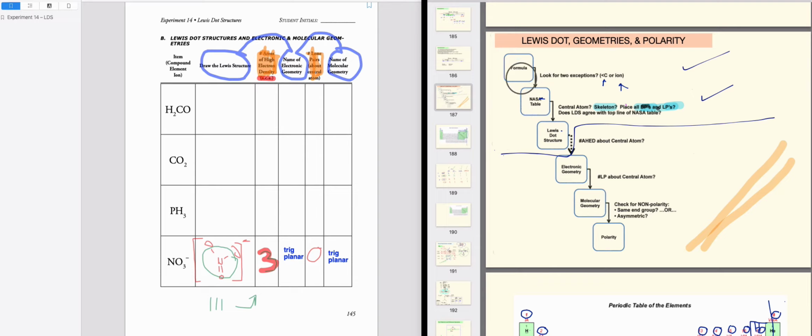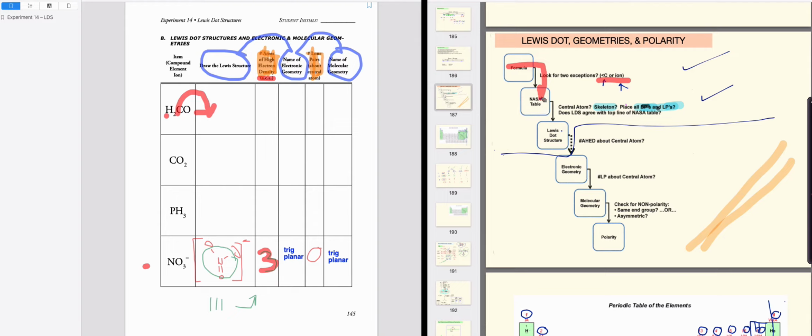So, in summary, you've got a formula that you can do. I'm going to give you a formula, and you're going to do the NASA table and a Lewis dot structure. You're going to look for these two tripwires every time. You're going to train yourself, because you'll see there's an ion, and some atoms smaller than carbon. There are going to be exceptions embedded all the way down there, so make sure you do that.